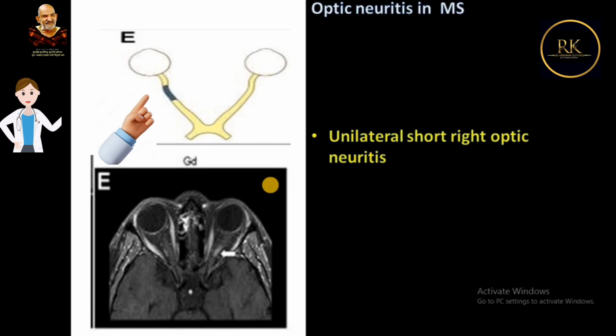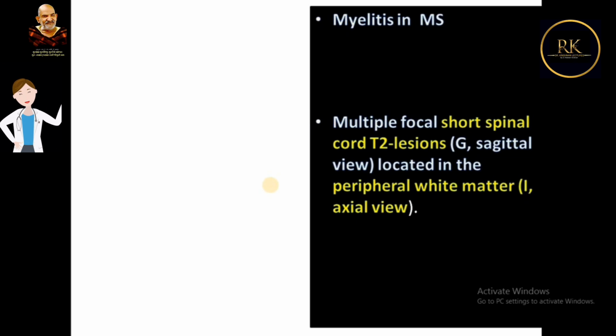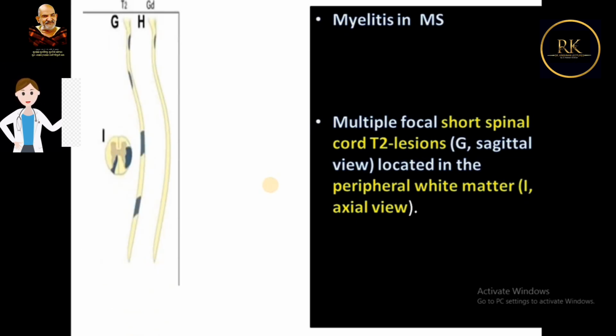Then myelitis in patients with MS shows multiple focal short spinal cord T2 lesions located in the peripheral white matter. The figures demonstrate the multiple small short segment T2 lesions in the sagittal views, and the axial views show the peripheral white matter lesions. MRI further explains the myelitis findings in patients with multiple sclerosis.